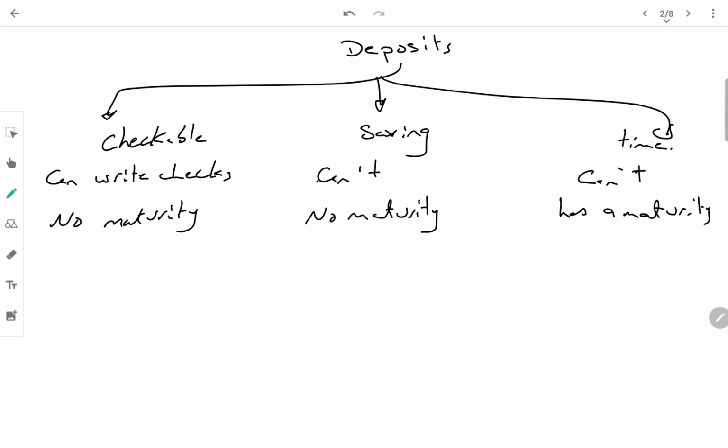With respect to interest rate, checkable deposits pay no interest rate or very little. It's almost zero. While in the case of saving deposits, the interest rate is higher than a checkable deposit. And with respect to time deposits, the interest rate is higher than saving and checkable deposits.